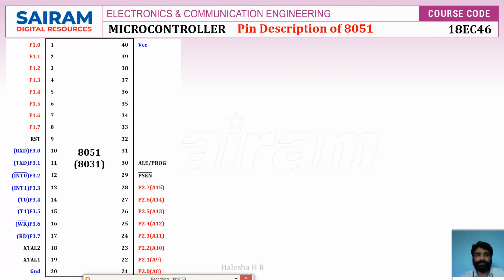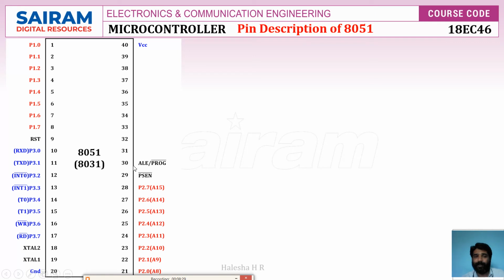Here we have written 8051 and in bracket 8031. That means both pin configurations are compatible. Only two pins are different. And here 8031 is ROM-less. It doesn't have built-in ROM, but it has built-in RAM. 8051 has built-in ROM, but 8031 doesn't have built-in ROM, so we call it ROM-less. Only two pins are changed.